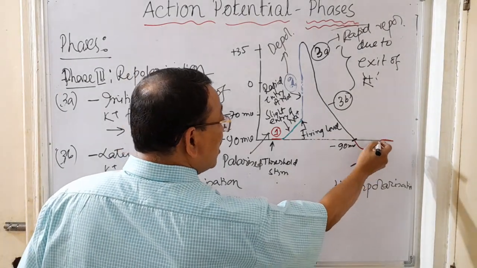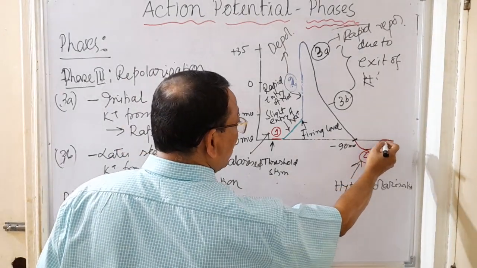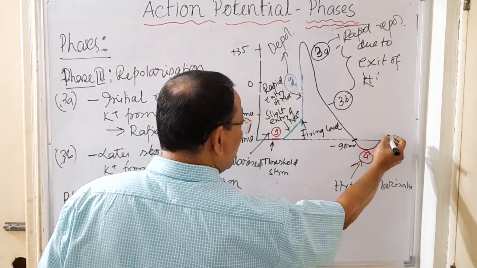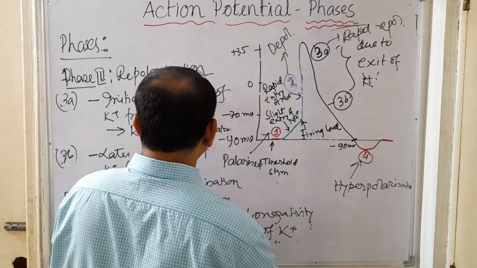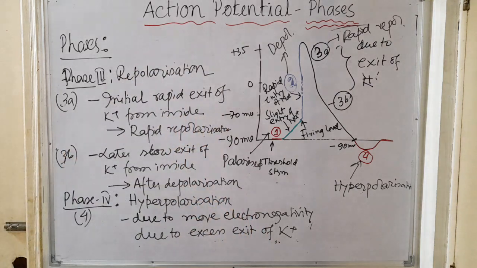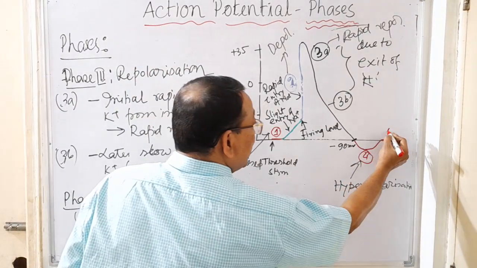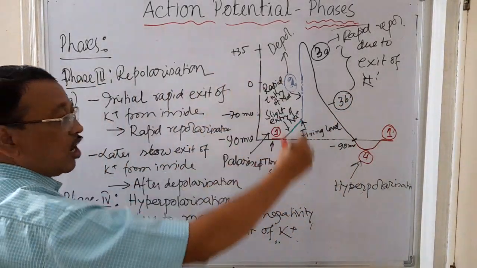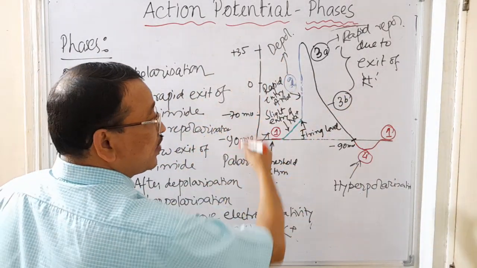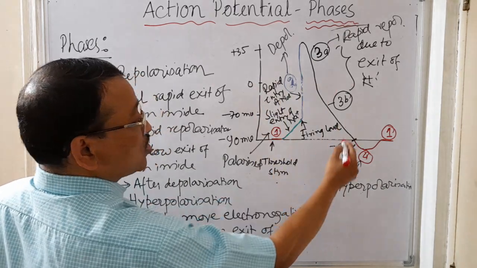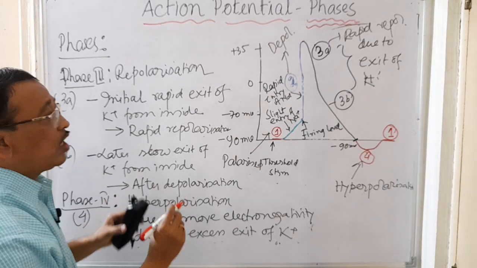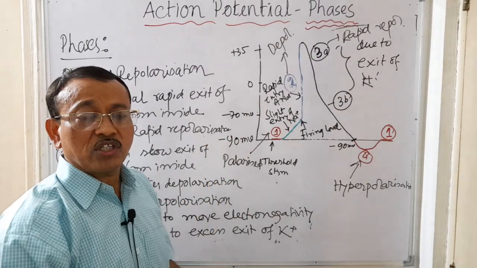Ultimately, the curve will come back to the original value of minus 90 millivolt, and that is the polarized state of the membrane, known as the polarized phase, phase 1. So this is how, in response to stimulus, the phases of the action potential go on cyclically. So this is all about the phases of the action potential.